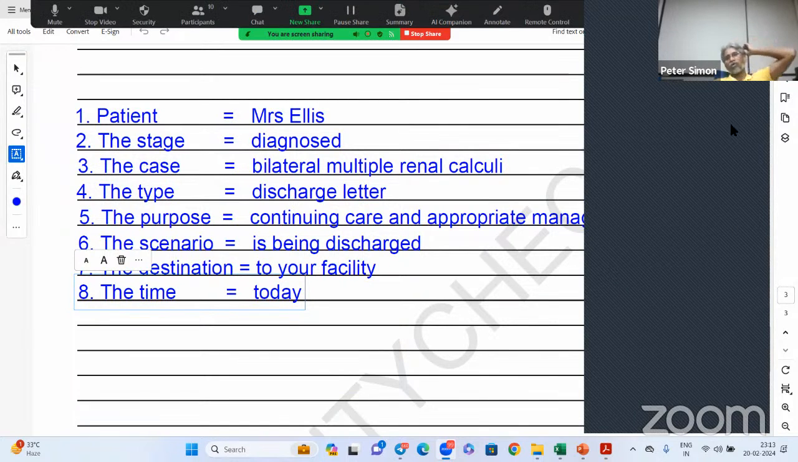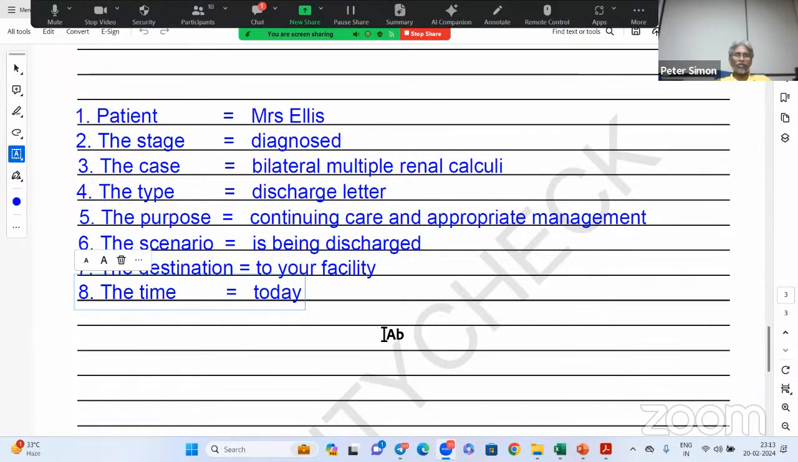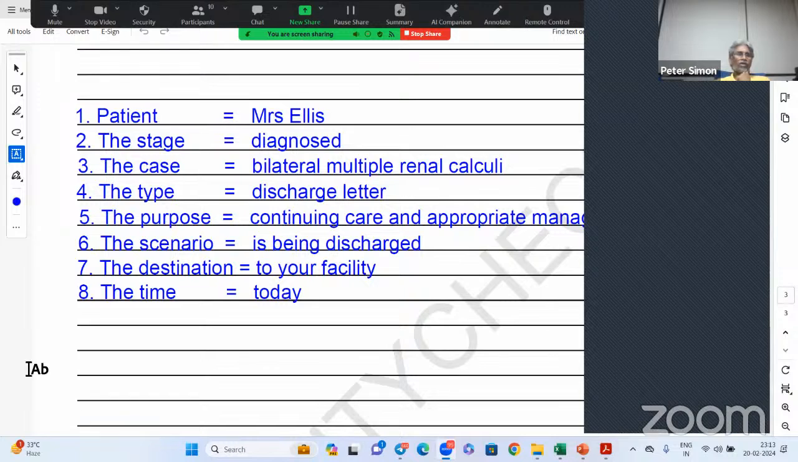Ongoing care is one word. Ongoing is one word, Anju. So, next. So these are the 8 things.